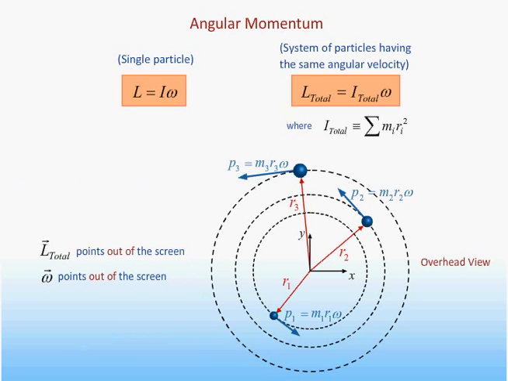We therefore can summarize both the magnitude and direction of the total angular momentum by writing the simple vector equation that L is equal to I omega, where both L and omega are vectors whose directions are found by using the right-hand rule.